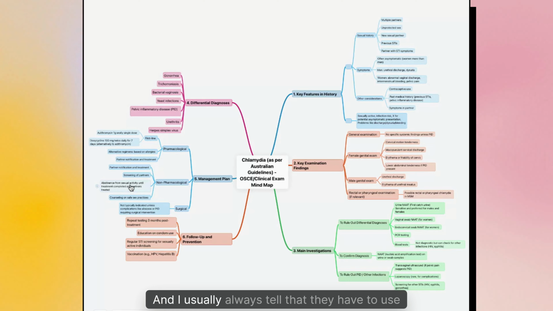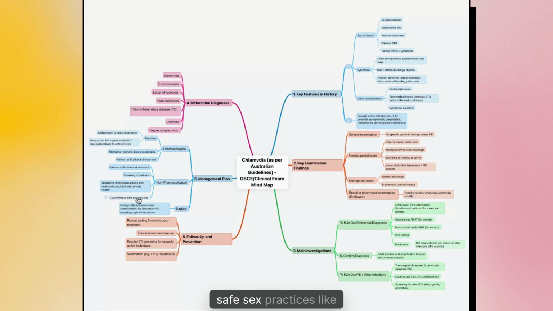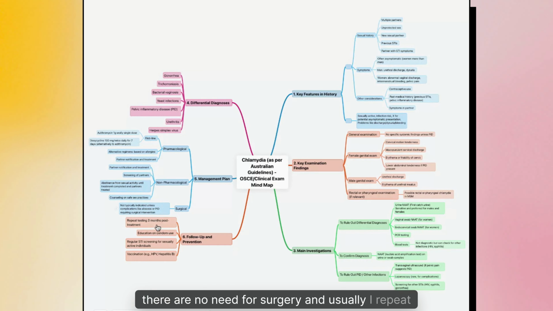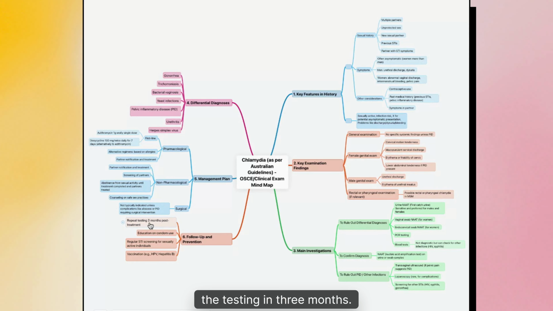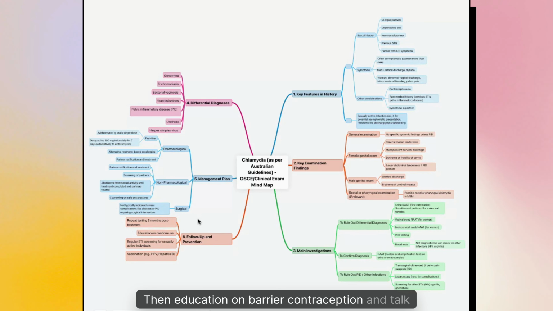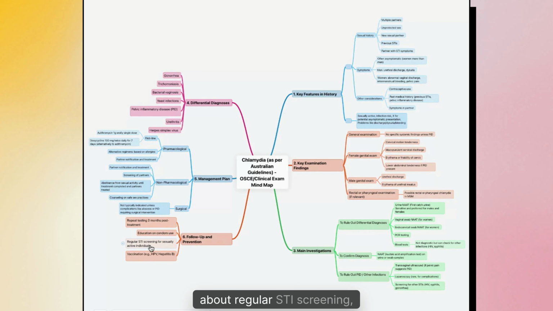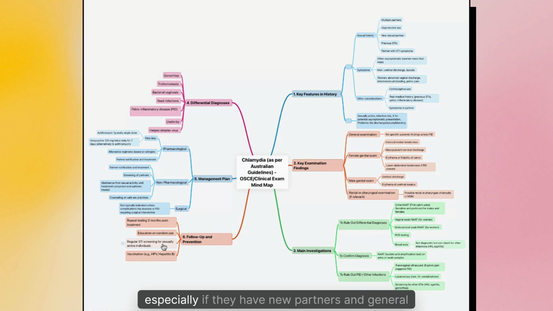And I usually always tell them that they have to use safe sex practices like using barrier contraception. There is no need for surgery, and usually I repeat the testing in 3 months. Then education on barrier contraception, and talk about regular STI screening, especially if they have new partners, and general vaccination.